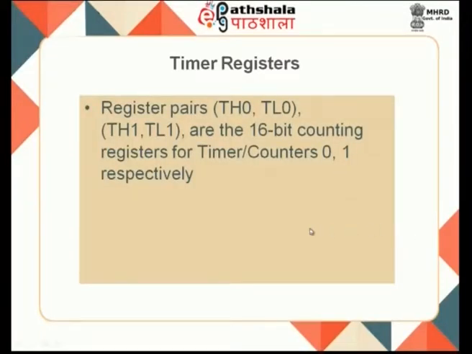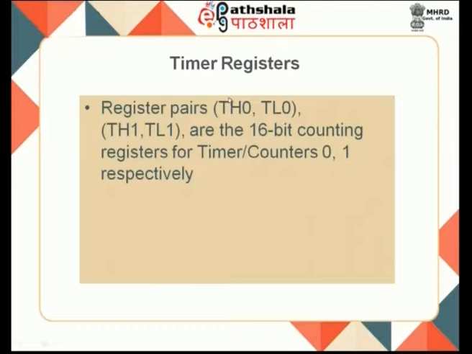So, when you are looking at your timer registers, we have 2 registers combined together. TH0 and TL0 combined together make timer 0, and TH1 and TL1 combine together to make timer 1. So, these are 16-bit counting registers for your timer, or they can be used as a counter. So, we have either 2 timers or 2 counters using these 2 sets of registers.